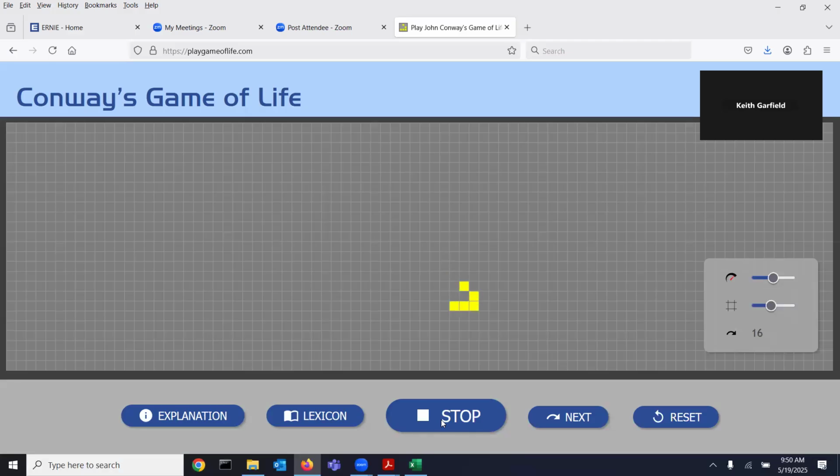People have developed patterns, and if you notice, this is a repeating pattern. So people have developed these patterns, and this thing will go on forever. I think it'll go off the screen, but you can resize these things.